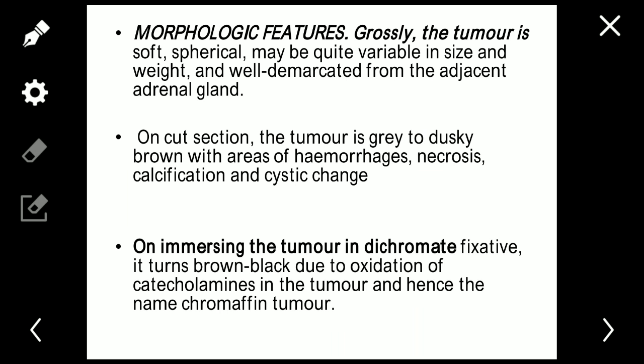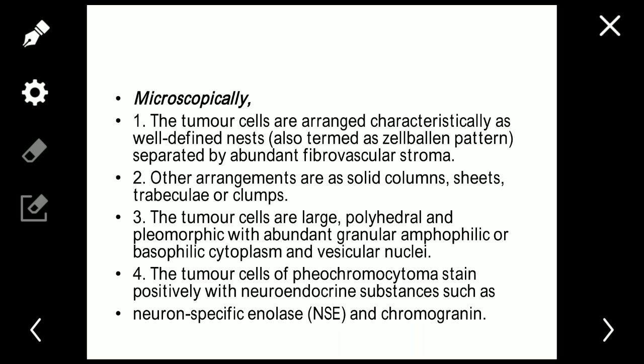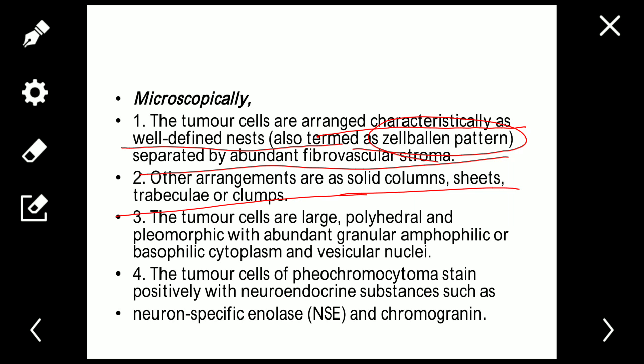Microscopically, the tumor has different arrangements, characteristically a well-defined nest pattern called Zellballen pattern, separated by abundant fibrovascular stroma. Other arrangements can be solid, sheets, trabecular or clumps. The tumor cells are large, polyhedral and pleomorphic with abundant granular amphophilic or basophilic cytoplasm and vesicular nuclei. The tumor cells of pheochromocytoma stain positive with neuroendocrine markers such as NSE and chromogranin.